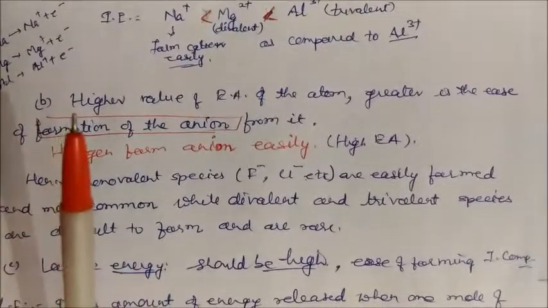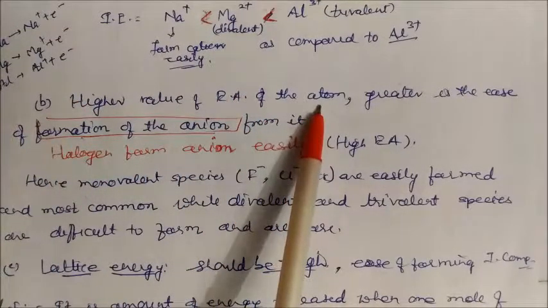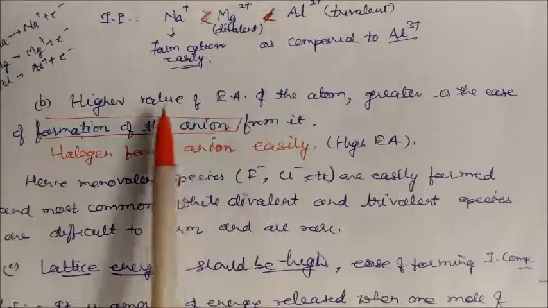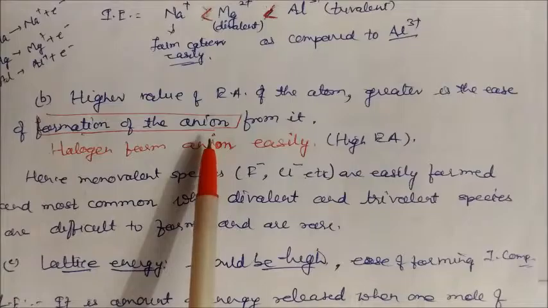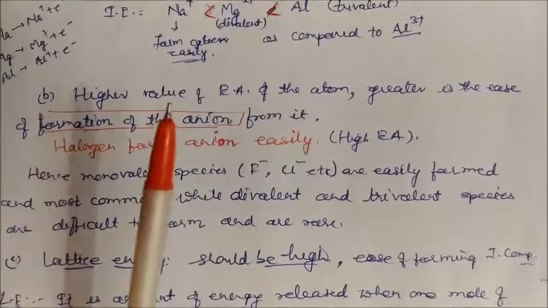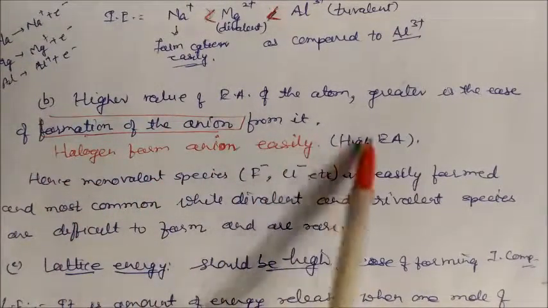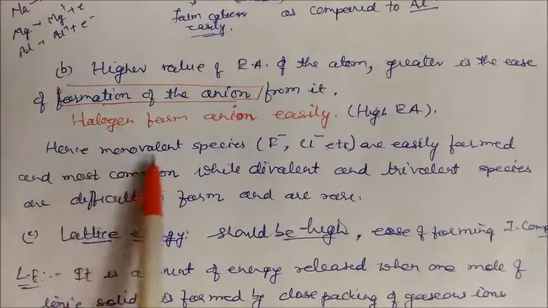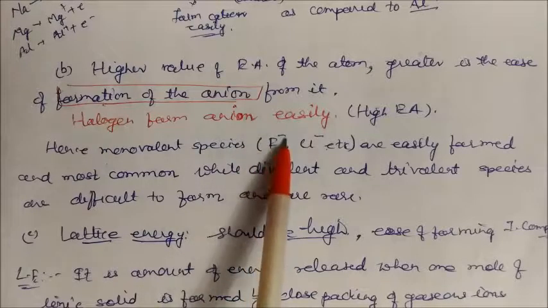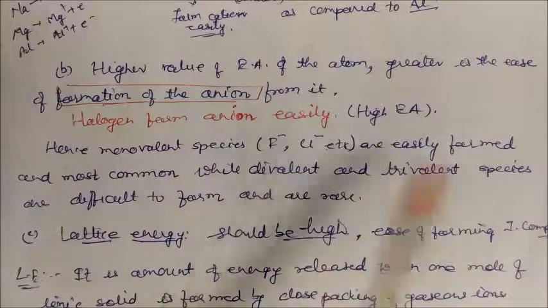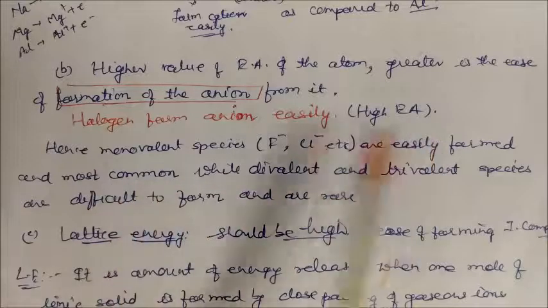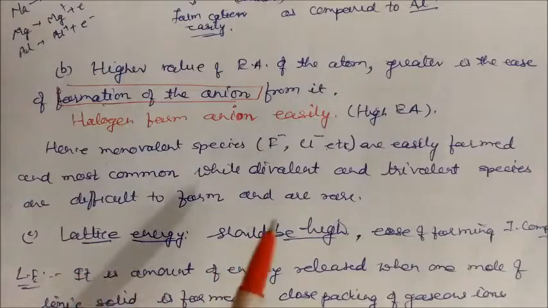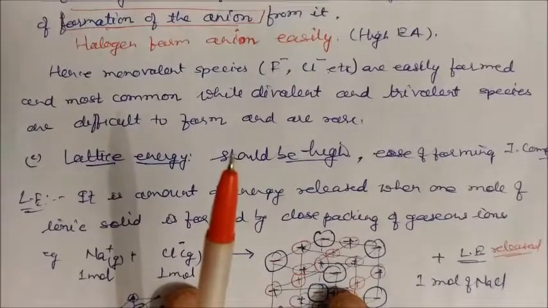Second is the higher value of the electron affinity of the atoms, which means greater formation of anion. If the electron affinity of the atom is very high, then it will form the anion as easily as a cation is formed. Halogens form anions easily because they have the highest electron affinity in the periodic table. Hence monovalent anions like fluoride, chloride, bromide, iodide are easily formed and are the most common, while divalent and trivalent species are very difficult to form and are rare.